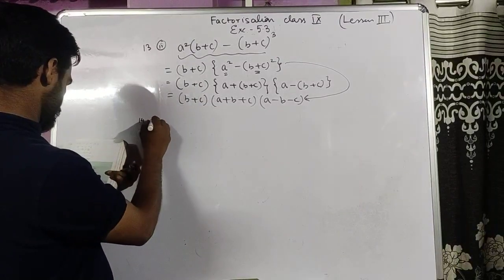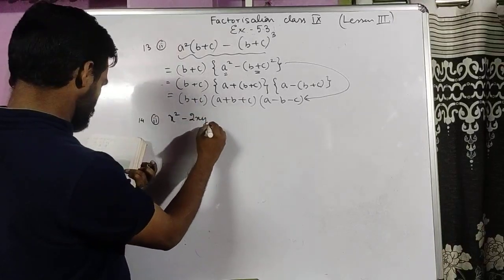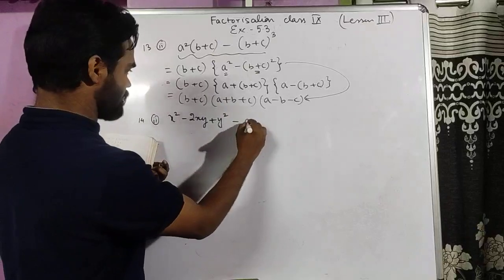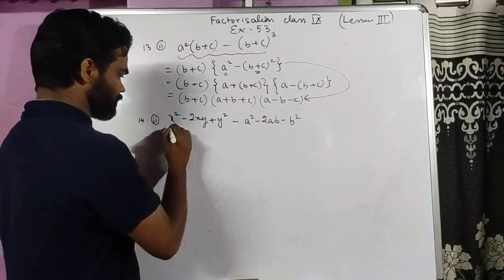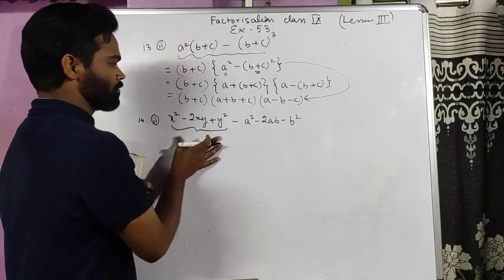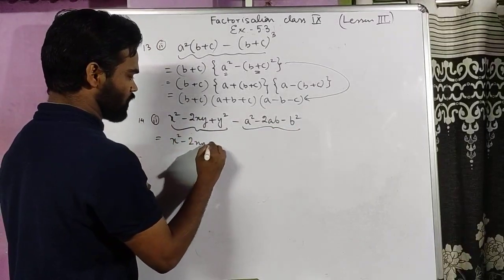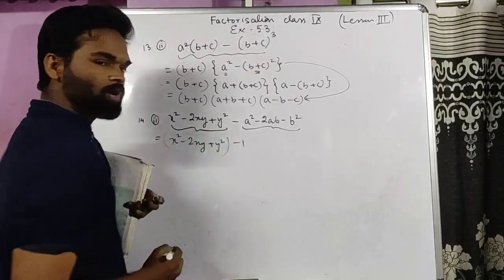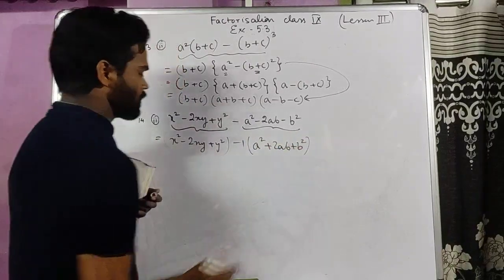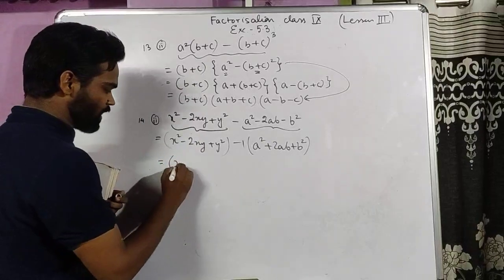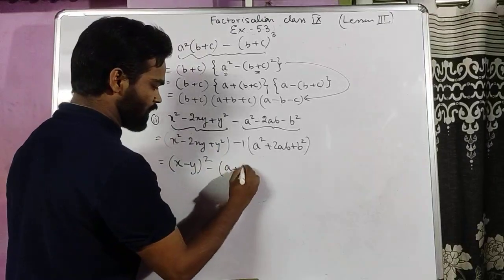Now we'll do 14 part 2. It's x square minus 2xy plus y square minus a square minus 2ab minus b square. Now look carefully. This three and this three. Now can I write this x square minus 2xy plus y square? And if I take minus 1 common, it becomes a square plus 2ab plus b square.